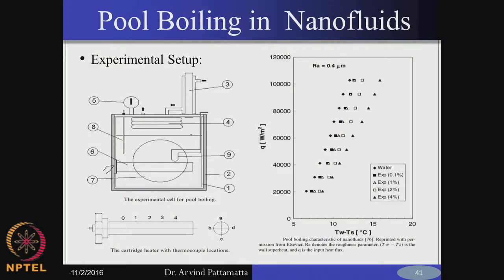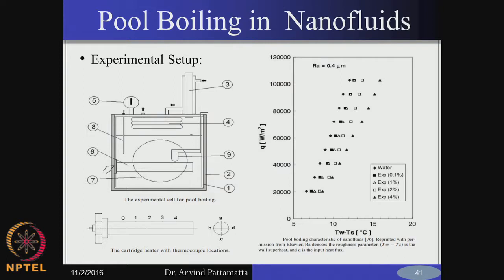So, these are with respect to the single phase convection. Now, when we go to phase change, for example, pool boiling, that is we just have a cavity filled with nanofluid and we look at the boiling characteristics, we are finding that generally with increasing volume fraction the heat transfer coefficient decreases with the nanofluid.